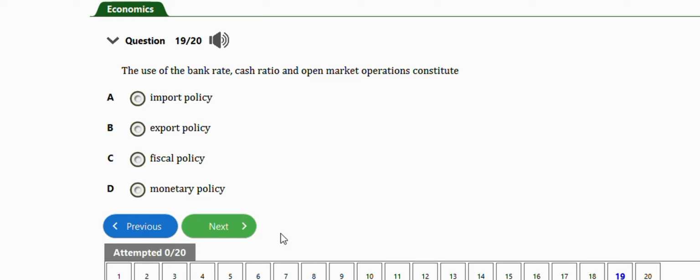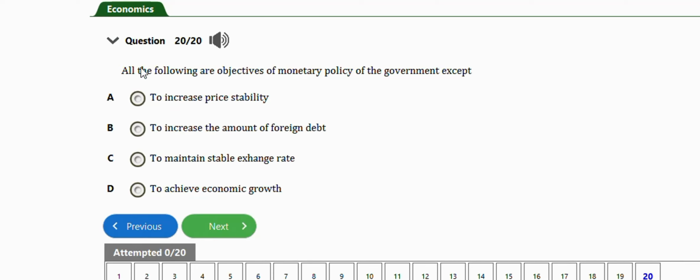Last question before I end this video is this one. It says, all the following are objectives of monetary policy of the government except to increase price stability, to increase the amount of foreign debt, to maintain stable exchange rate, to achieve economic growth. The right answer, the exception here, is to increase the amount of foreign debt. So these are the problems involving financial institutions for the subtopic Central Bank of Nigeria. I practiced about 18 to 20 questions for this subtopic. Hope you learned something interesting from the video.